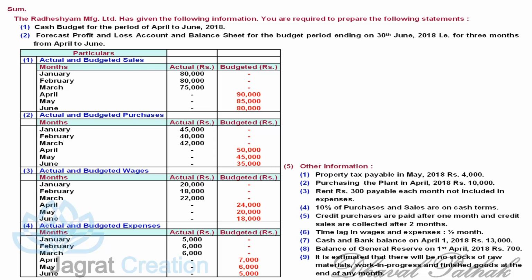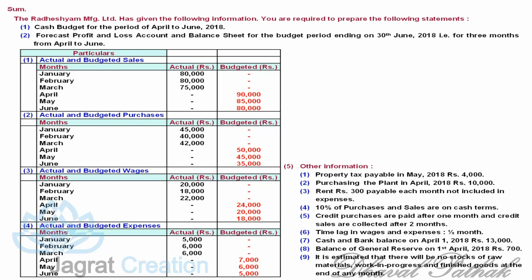Time lag in payment of wages and expenses is just 1/2 month. So, any monthly expense, the time lag is 1/2 month. So, first April wages will be paid on 16th of April. 2nd April wages will be paid on 17th April. 3rd April wages will be paid on 18th. So first 15 days will be paid.